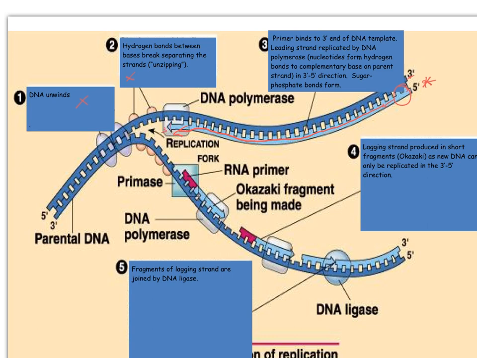So you're going in a 5-3 direction here, adding the nucleotides on at the 3' end of the new growing strand, and the leading strand is formed. The nucleotides form hydrogen bonds to the complementary base on the parent strand. So we get the hydrogen bonds forming, and the sugar phosphate backbone forms.